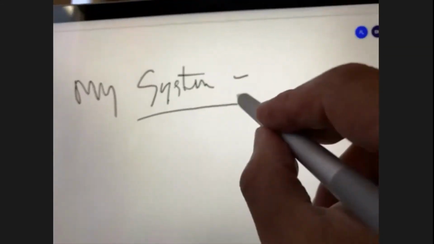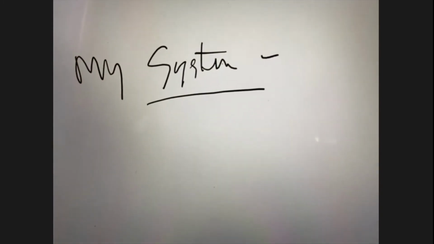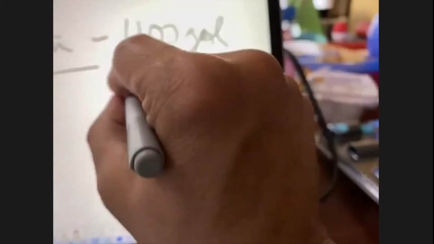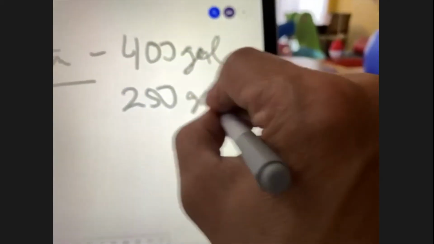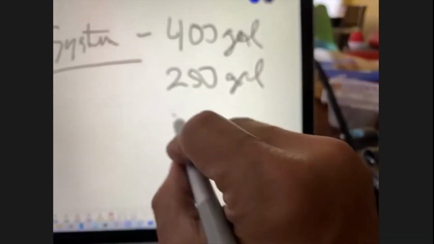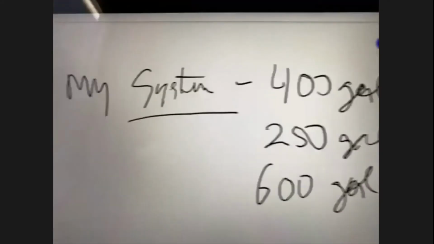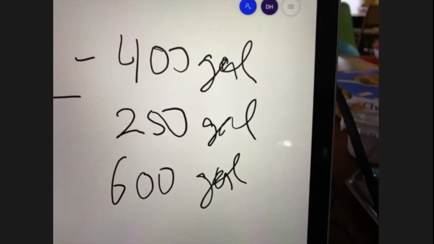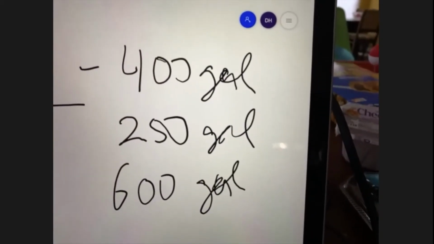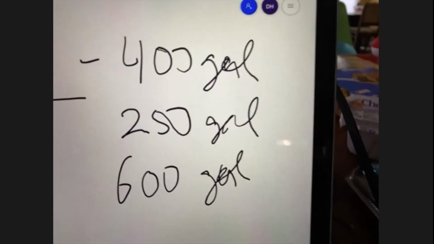when we talk about systems, when I talk about my system, what I do might not necessarily work for what you do, because my system is 400 gallons on one, and then about 250 gallons on another one. And then my display is about 600 gallon. So when I'm talking about how I do things, I'm talking about systems that are large volume of water. So my strategy might be different than yours.